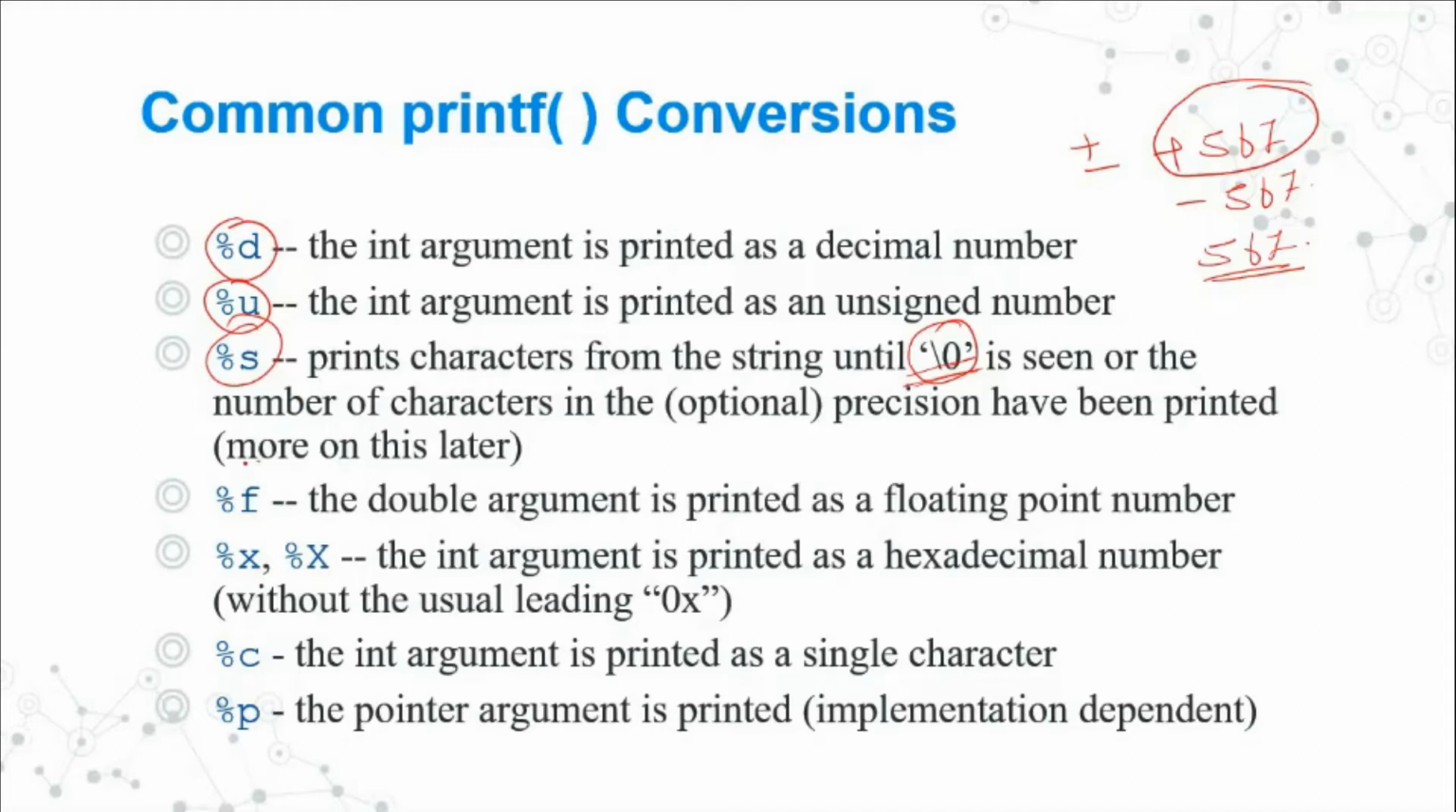Then %f is for the double argument. It is printed as a floating point number. We have seen that for printing floating point numbers, you have to use %f. Then there are %x and %X, which are mainly used for hexadecimal numbers.